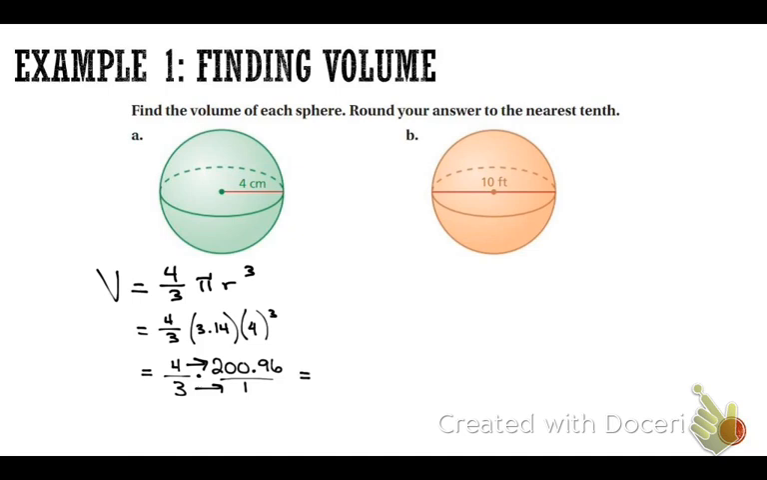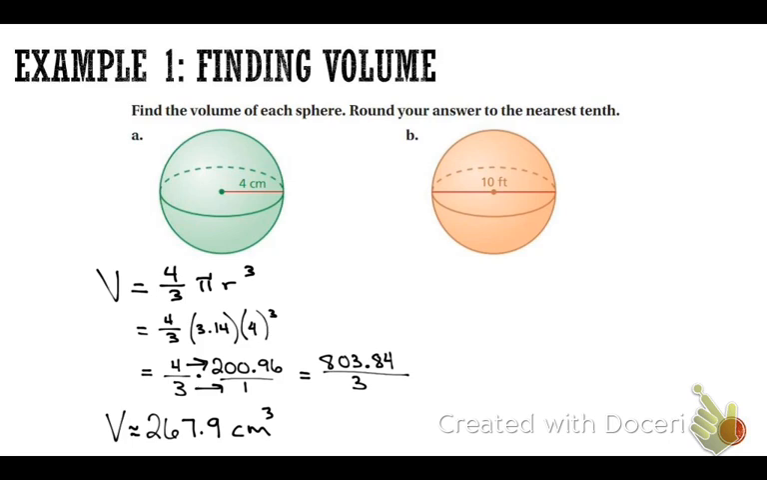4 times 200.96 is 803.84. And then what's 3 times 1? 3. Okay, and now I can simplify this fraction. I can divide 803.84 divided by 3 to get my answer. Okay, and my directions specifically say to round to the nearest tenth. So that's what I did in my answer.